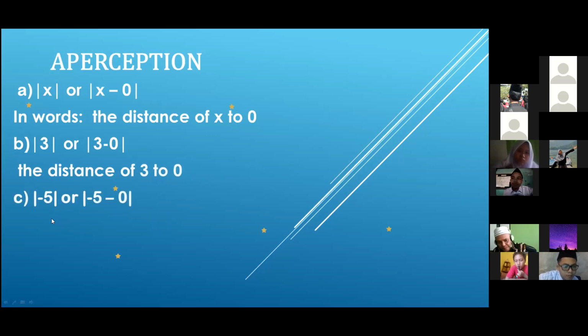C, Muhammad. Absolute value of negative 5. What is the interpretation of absolute value of negative 5? The distance of negative 5 to 0. Okay, correct. It is the distance of negative 5 to 0.